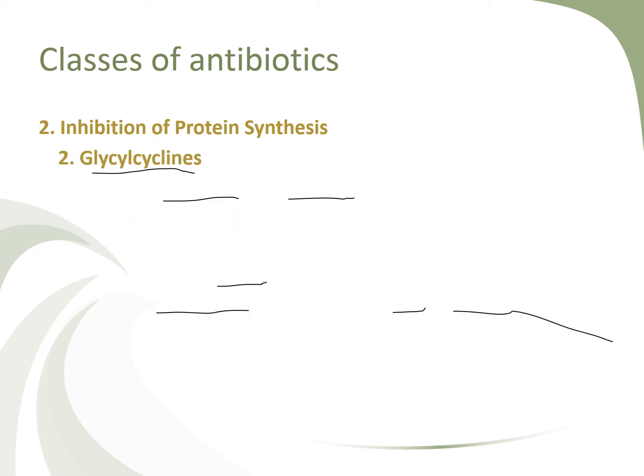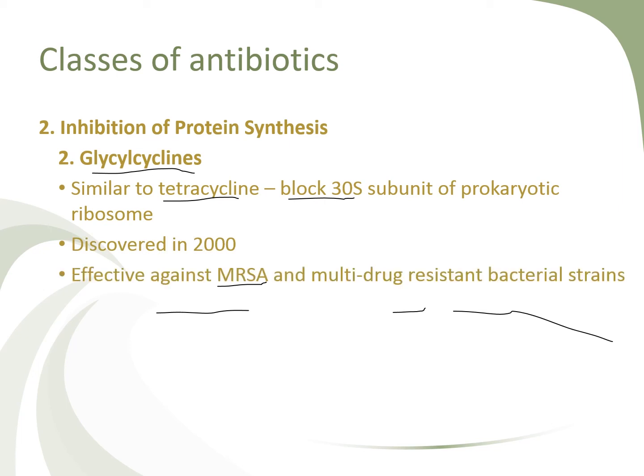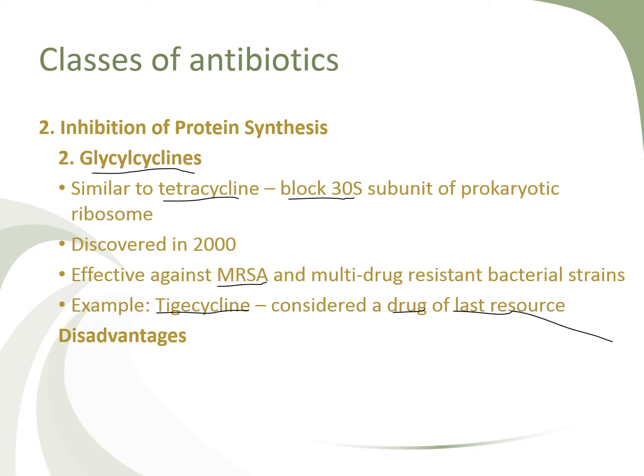Now I'm gonna talk about glycylcyclines. They are similar to tetracycline. They also block the 30S subunit of the prokaryotic ribosome. It was discovered in 2000, and it is effective against multiple resistant Staphylococcus and multi-drug resistant bacterial strains. An example is tigecycline, but it is considered a drug of last resort, okay, because it causes discoloration of teeth, it causes liver toxicity, so it may cause severe liver toxicity, which is very bad. So this drug may be used just as a last resort.